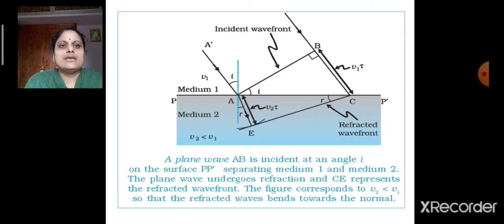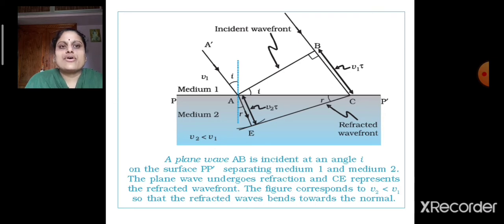Let AB be the incident wavefront. That is, a bundle of rays is touching the interface PP dash, or else the wavefront AB is incident obliquely on the interface PP dash. Let the velocity of light in medium 1 be V1 and its velocity in medium 2 be V2. And let us suppose that V2 is less than V1. That is, the second medium is optically denser compared to the first medium.